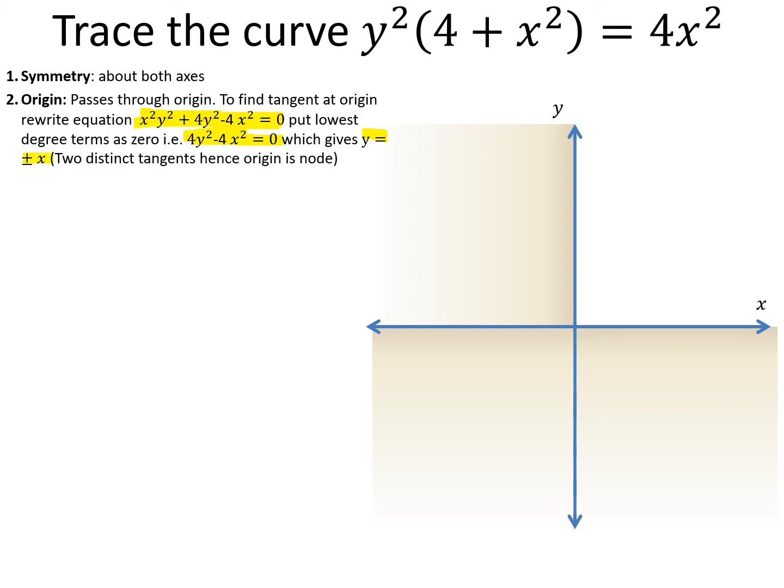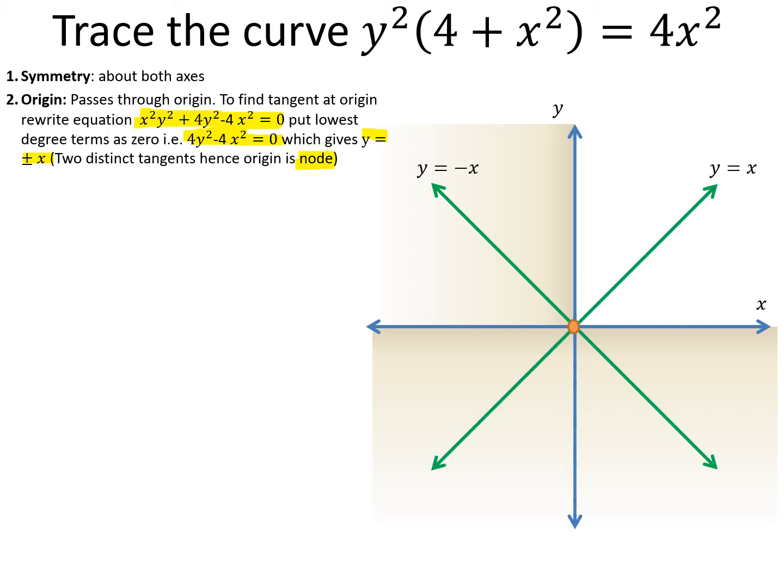That means we are getting two real but distinct tangents at the origin. That means your point should be of the type node. Okay, so what does a node point mean? It means the branches of the curve will be widely open at the node point. So we will draw the origin and the tangents at the origin on the xy plane. So this is the point 0, 0. At this point y equal to x and y equal to minus x are both tangents.